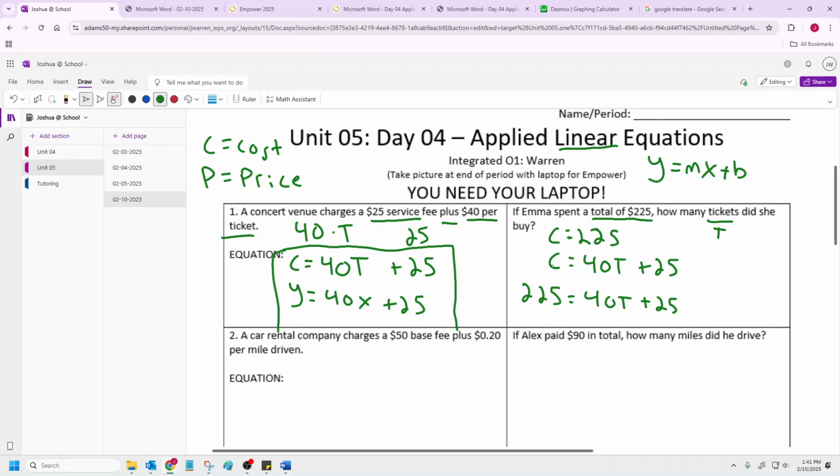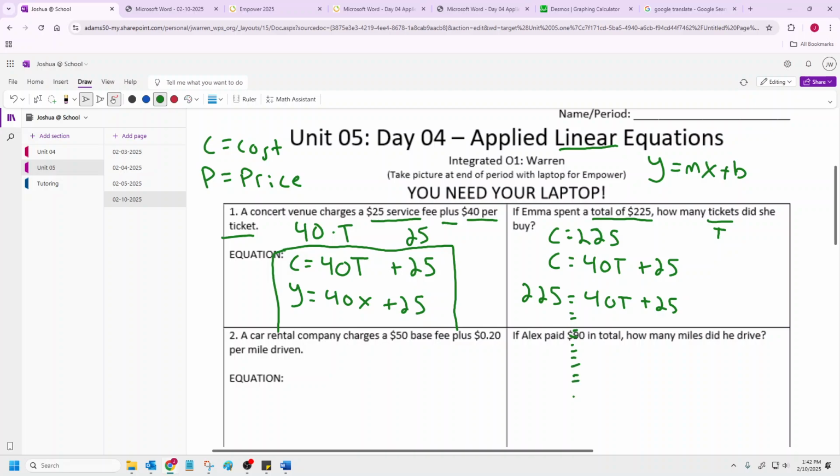Now, instead of having two variables originally, we have one. So the total cost was $225. How many tickets did she buy? You will be able to have enough room on your paper you're working on. I will run out of room, but I'll erase it in a second. Remember, what I want you to do is line up your equal signs.